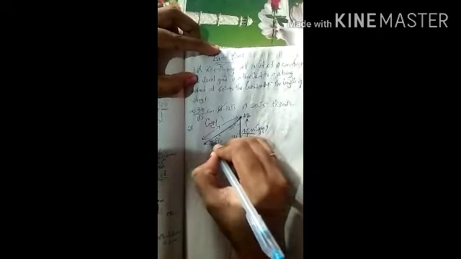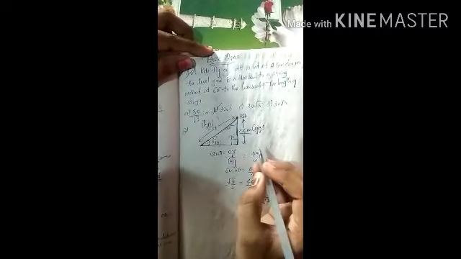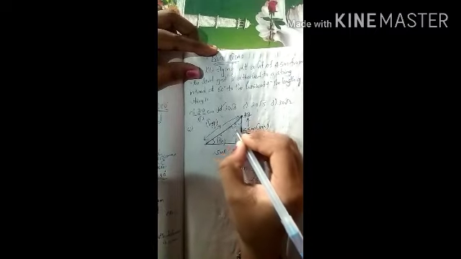From here it is inclined at 60 degrees. So our angle of elevation is 60 degrees, to the horizontal, which means this is our base. Now they are asking what is the length of the string. This string is there now. What is its length? They are asking.